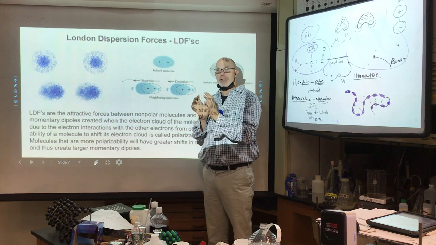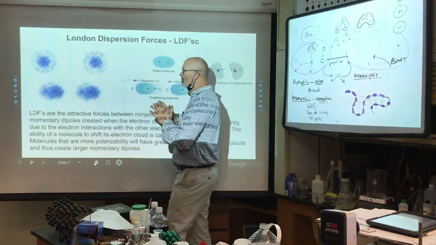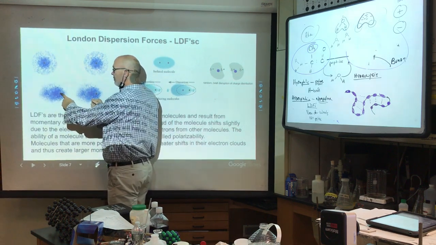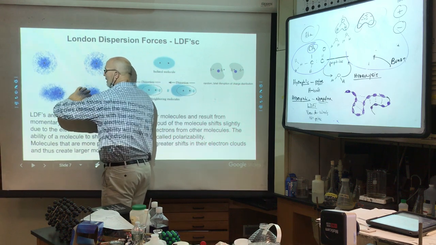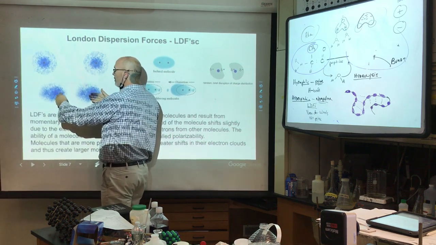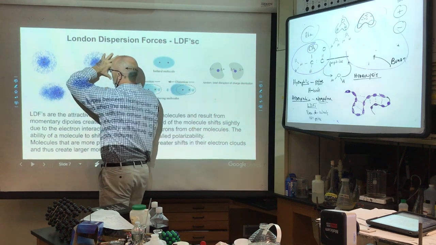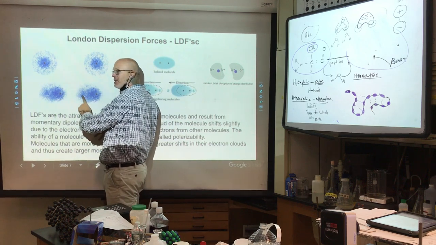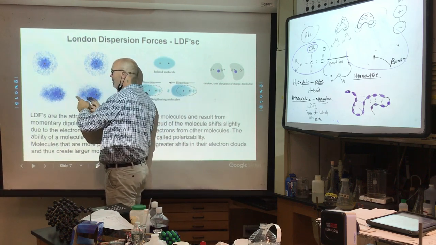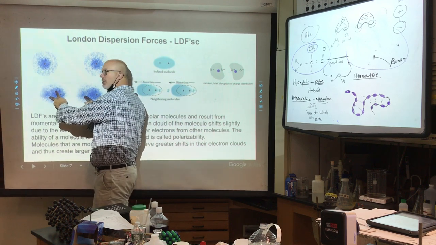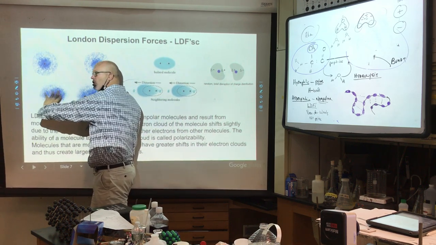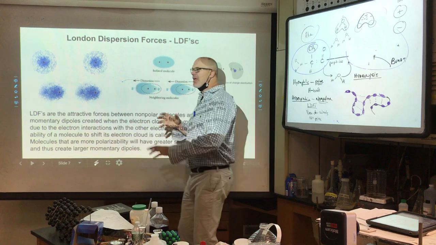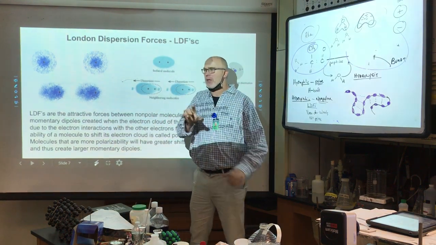their electron cloud distorts. It shifts. And you'll say, well, why? Well, as these come together, this positive nucleus attracts this cloud and distorts the cloud. And now you've got more electrons on this side, and you've got a partial negative. These electrons are repelled by these electrons, so they shift. So nonpolar molecules have these momentary dipoles. When I say momentary, they shift.